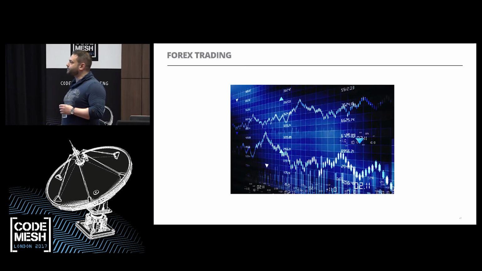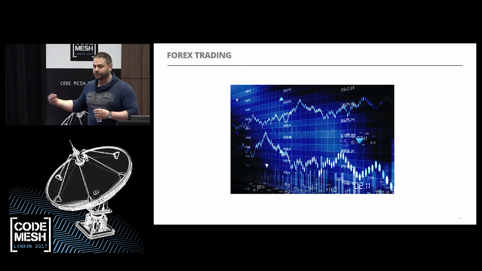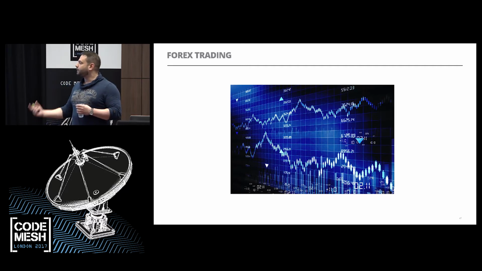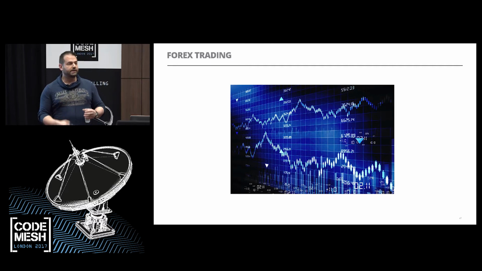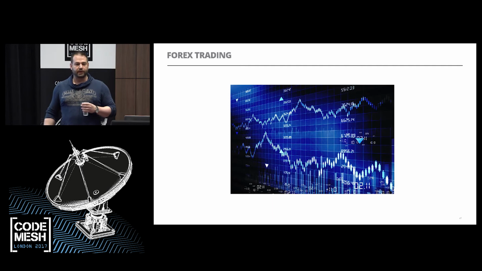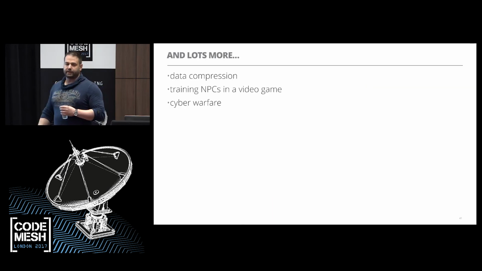Another example, Forex trading, right? So foreign exchange or currency trading. So you could say the sensors are the market data, right? So for the different currencies, the current price. The actuators are buy, sell, or hold, right? And the fitness function is the number of correct predictions minus the number of incorrect predictions. And you can use that for many more things, right? You could use it for data compression, NPCs, all kinds of stuff.